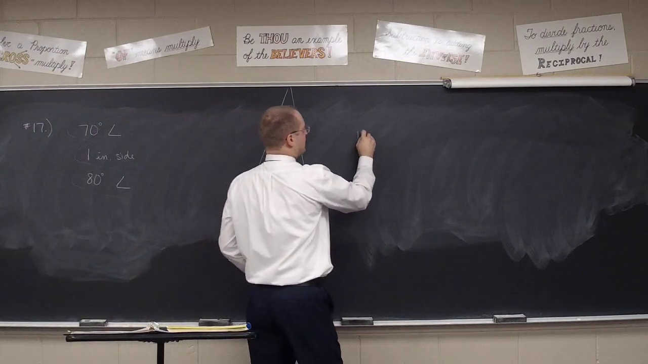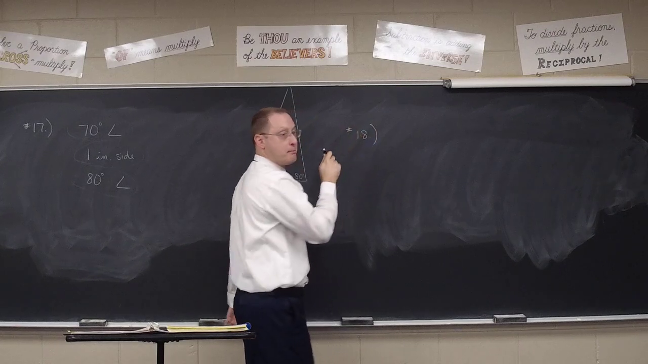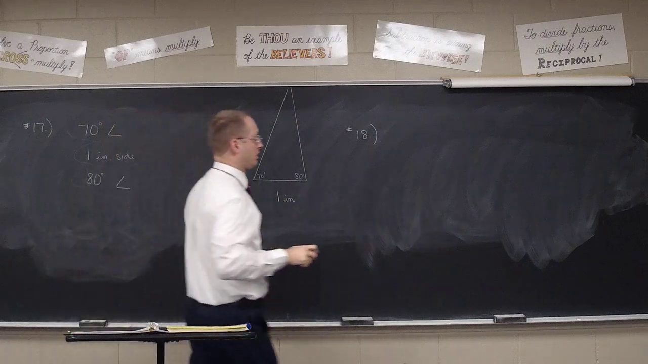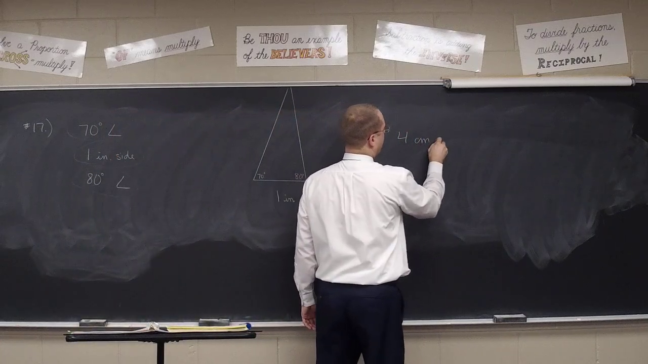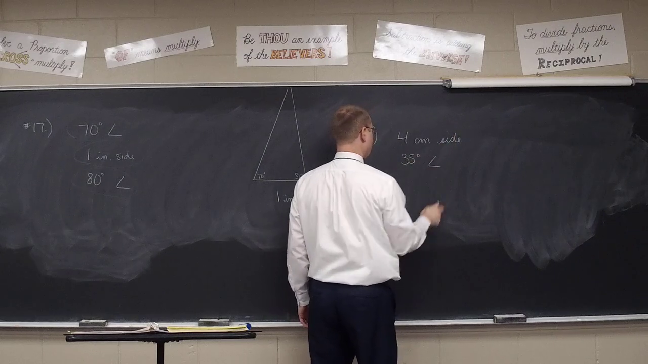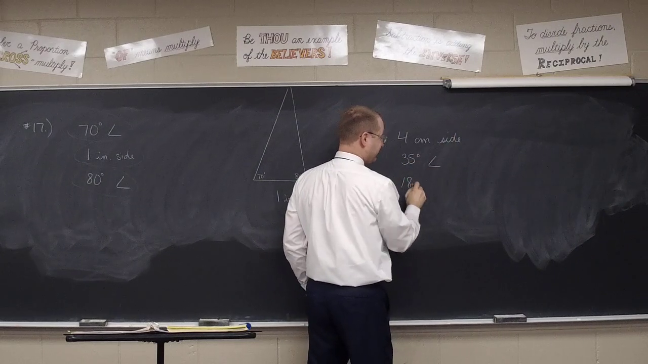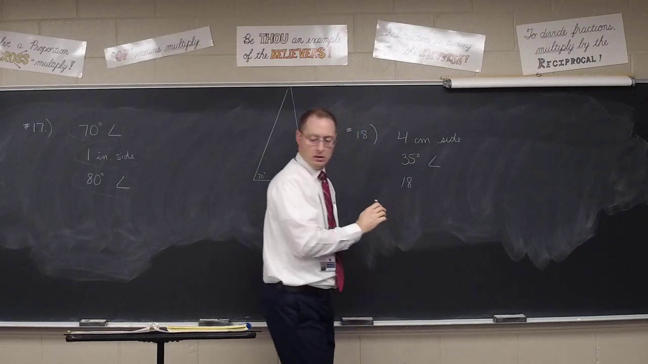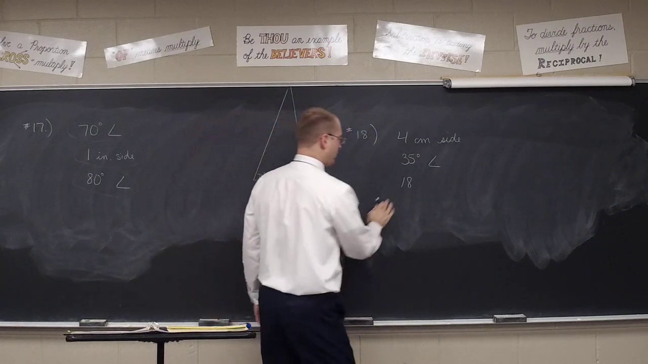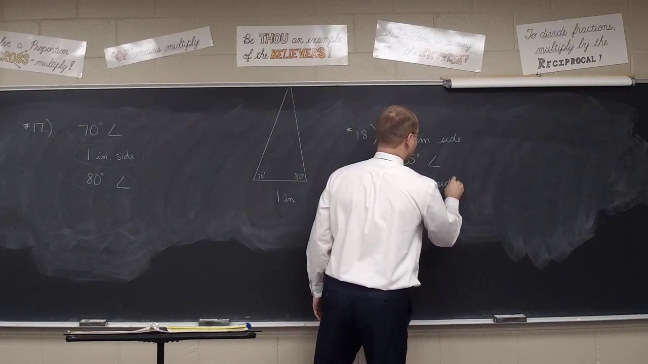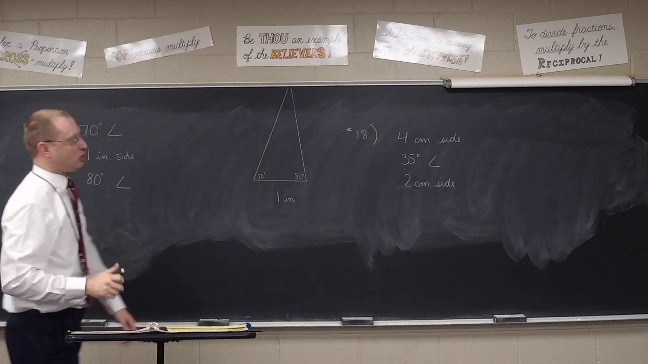And what are the three things we're given in number 18? Luciana? A 4 centimeter side, a 35-degree angle, and a 2 centimeter side. 2 centimeter side. Yeah, 2 centimeters. I don't know where I heard 18 from. My bad, my ears. All right. I was about to say, that's going to be a really big triangle.